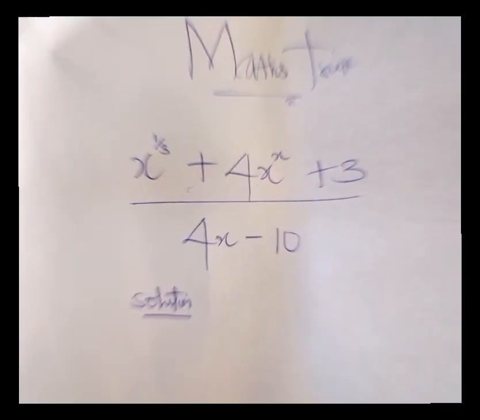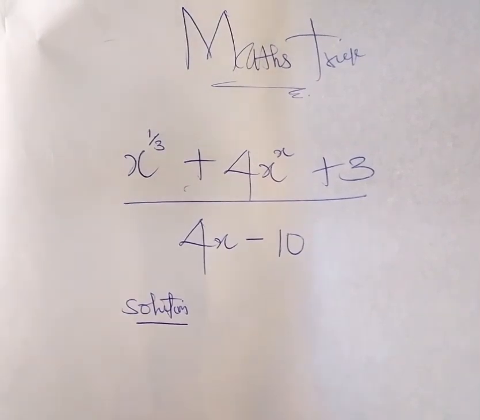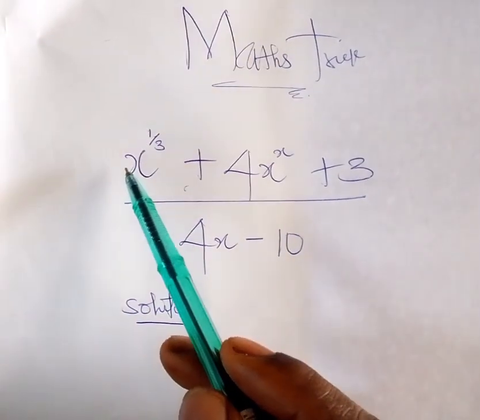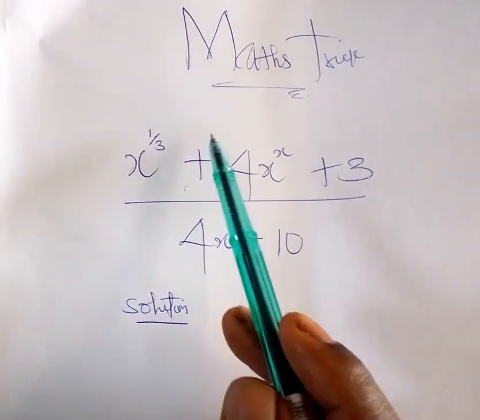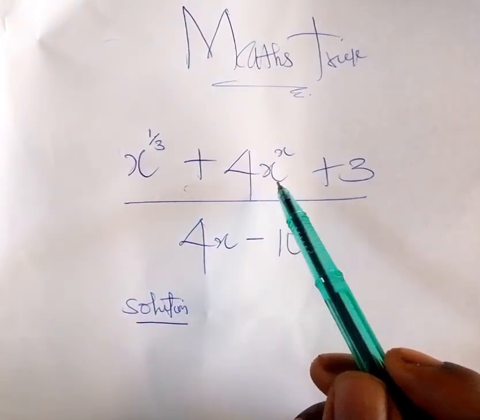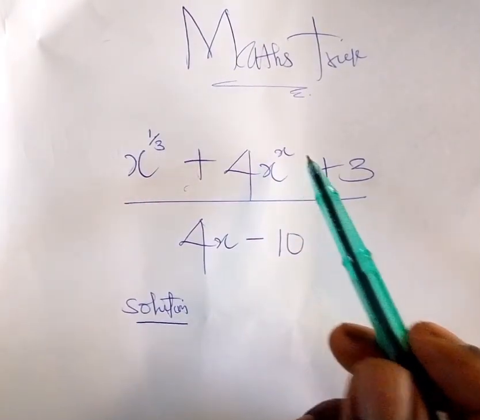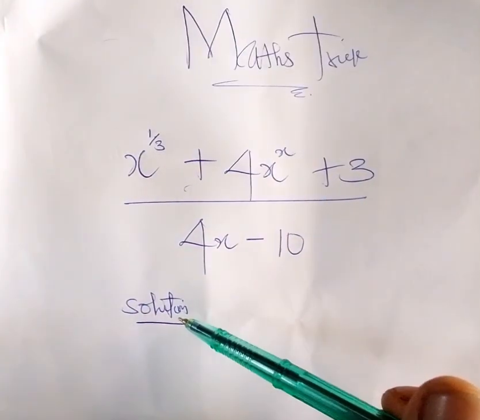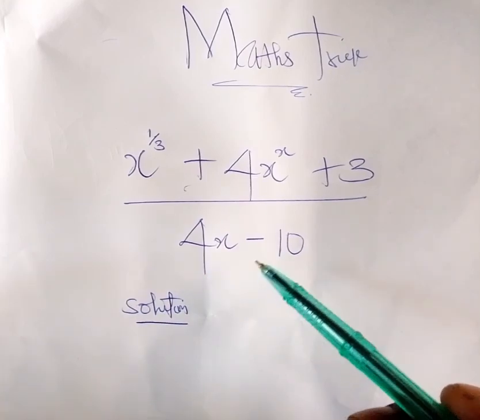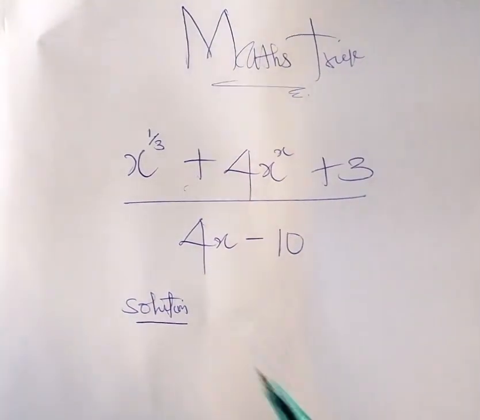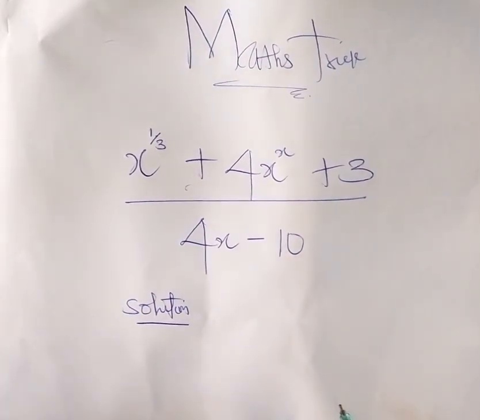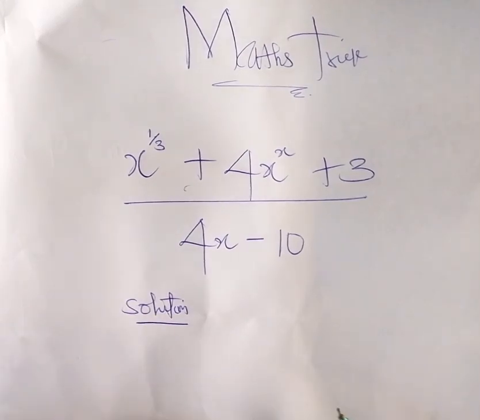This question is very simple, at the same time it is very difficult. We are given x raised to the power of 1 over 3 plus 4x raised to the power of x plus 3, all divided by 4x minus 10. Now the question is, what value of x will make this expression undefined?